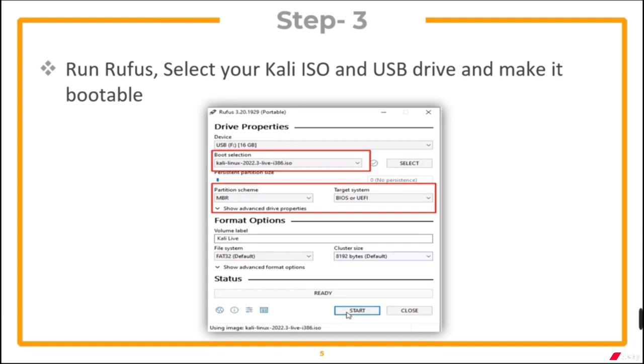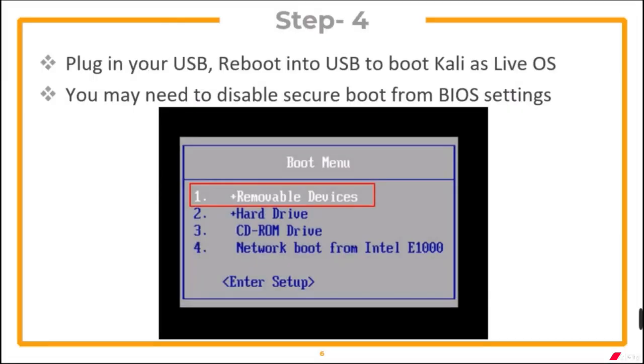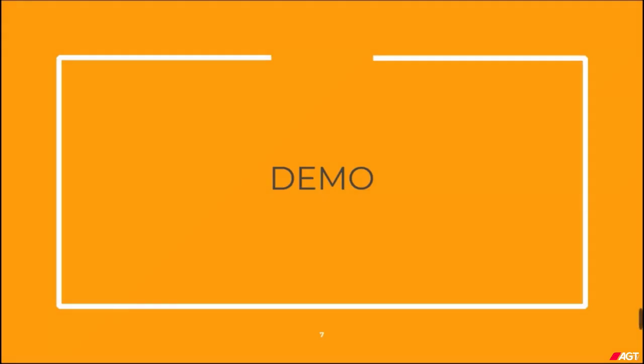Once it becomes bootable, plug in your USB in your PC, reboot into USB to boot Kali as live OS. You may need to disable secure boot from BIOS settings. Let's see the actual demonstration.